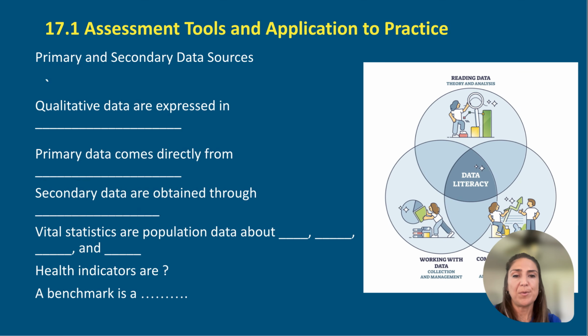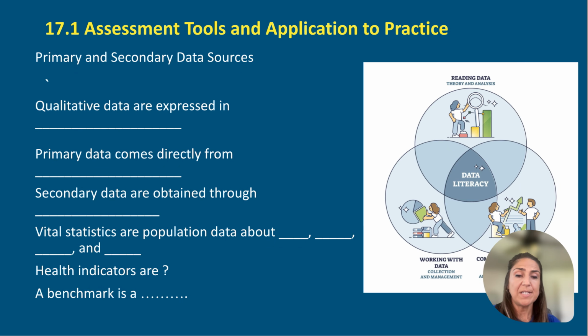So now we're going to talk about primary and secondary data sources. So a comprehensive community assessment requires both primary and secondary data sources. We're going to first define quantitative data. So quantitative data is expressed in numbers. For example, we can look at incidence rates, mortality rates, survey percentages. Qualitative data, that's expressed in words. So that captures the perspectives and experiences of individuals and populations.